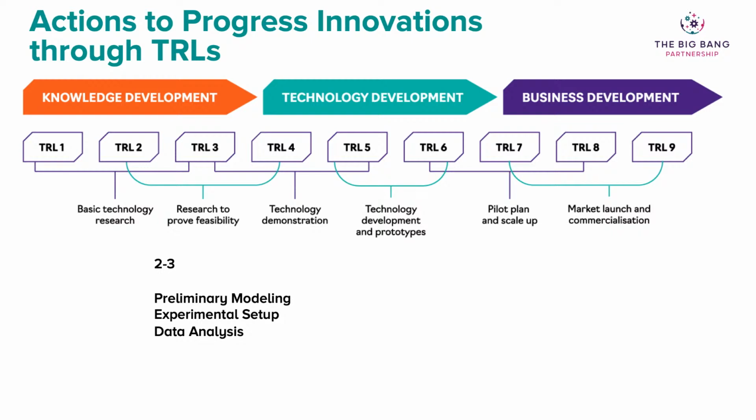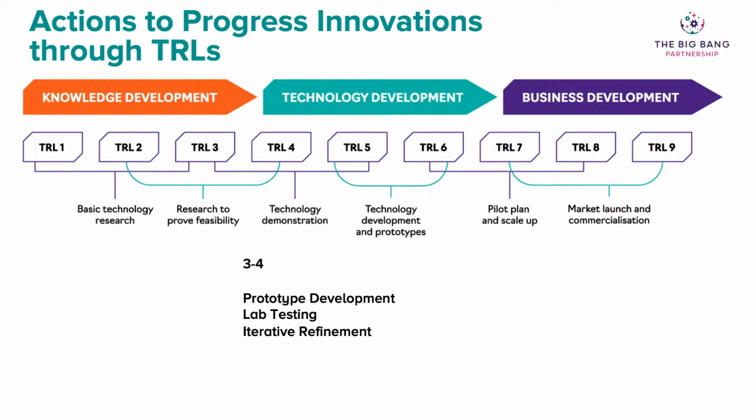To get from TRL level 2 to TRL level 3, that's about starting to model how you think it'll work, doing some experimental setup and data analysis. And of course, data analysis will be happening all the way through the process. It's just you might be doing a significant amount of it at this level. It depends on what your innovation is.